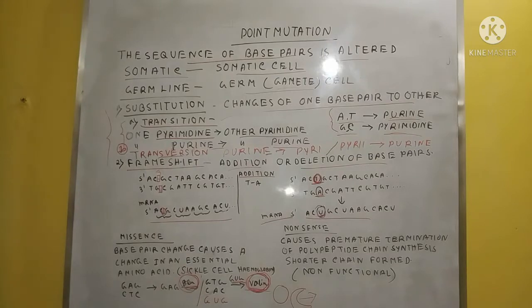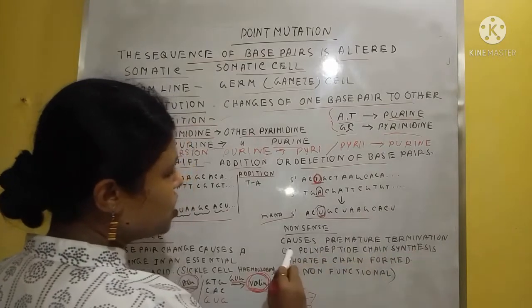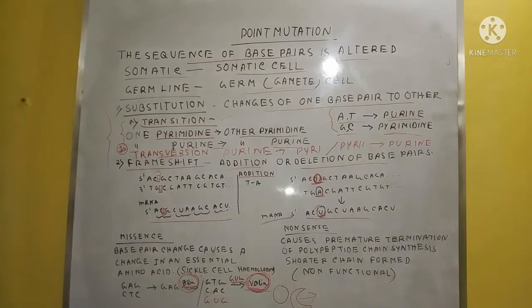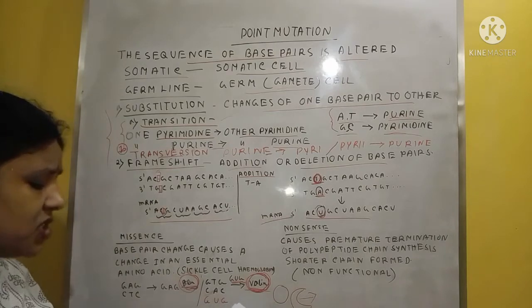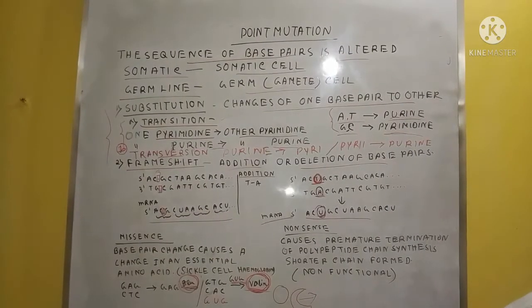Next we learn about the nonsense. What happens in the nonsense? It causes the premature termination of the polypeptide chain synthesis. If a nonsense mutation occurs, then what happens? Actually, the normal polypeptide chain is terminated and shortened.